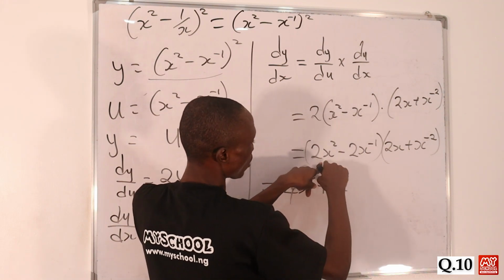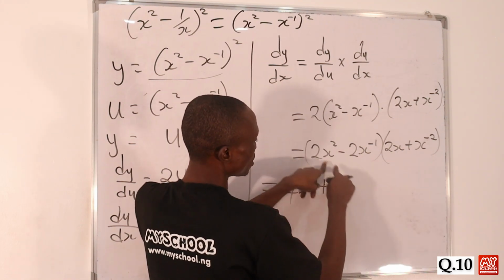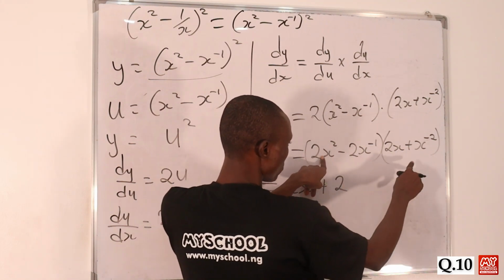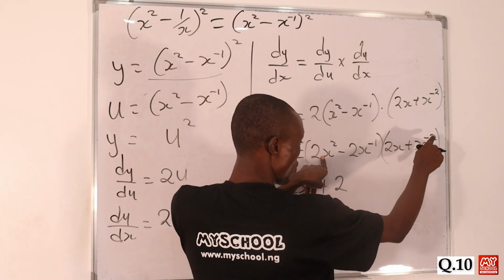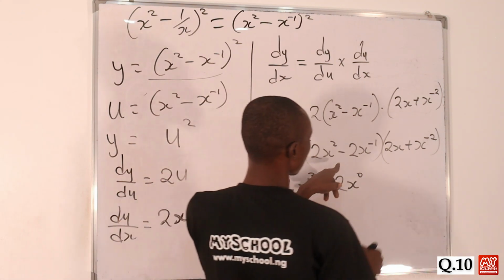Of course, we have 1 here, okay? So 2 times 1 is going to give us 2. Then here we have x squared times x raised to power minus 2. If we apply the law of indices, we will be having x raised to power 0, okay? Now let's move on to the next step.